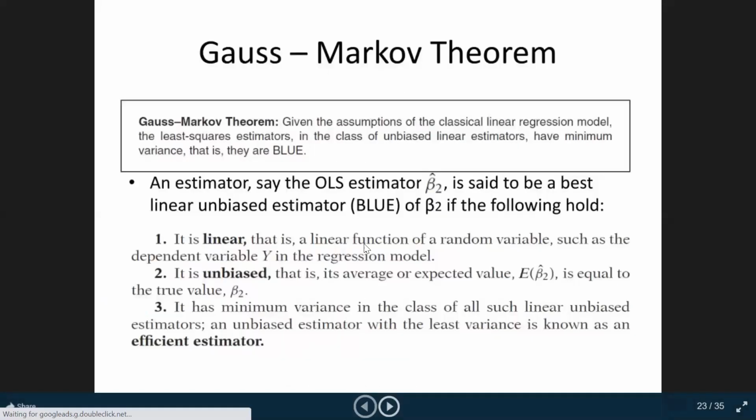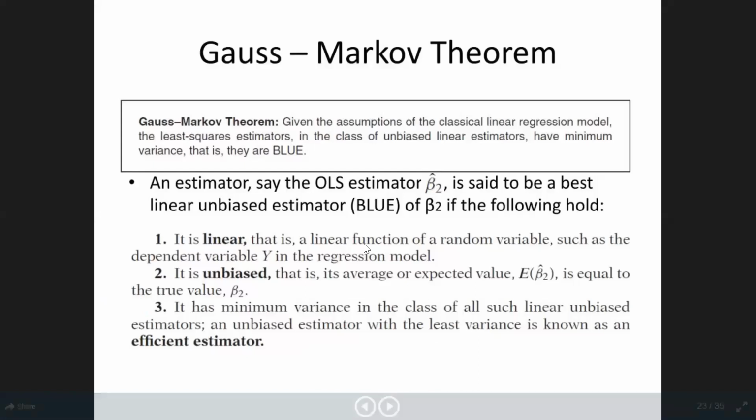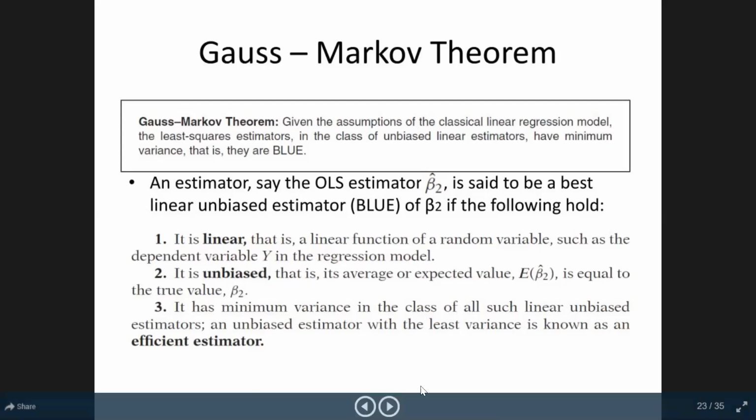I will provide you the complete proof of this. That is the BLUE property of the OLS estimator, a mathematical proof, and it is also important for your midterm and for the final term exam. This is a comprehensive proof where it has been shown that the OLS estimators are linear, unbiased, and they have the minimum variance.